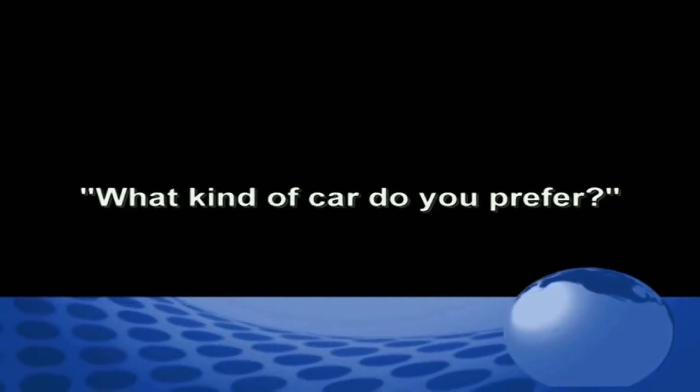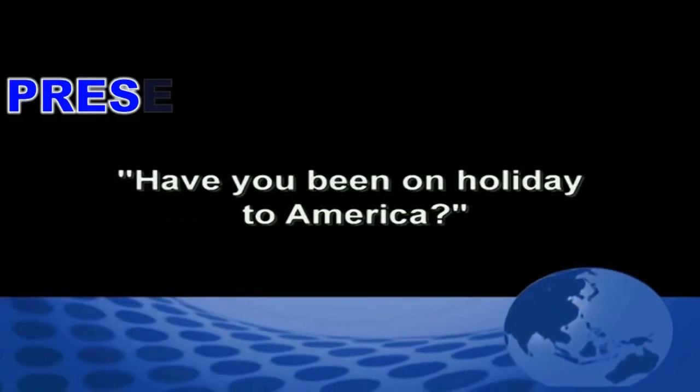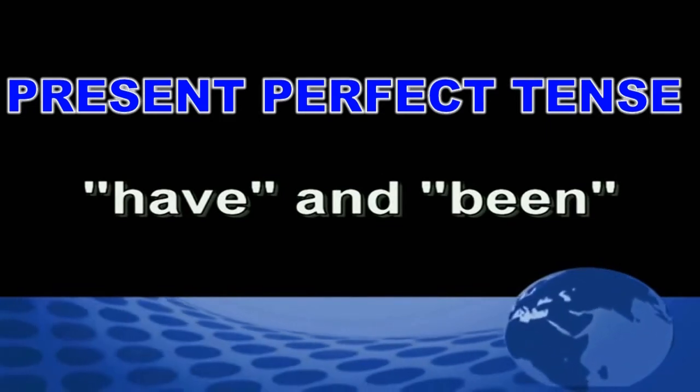What kind of car do you prefer? Do is a simple present tense. Have you been on holiday to America? Have and been is the present perfect tense.